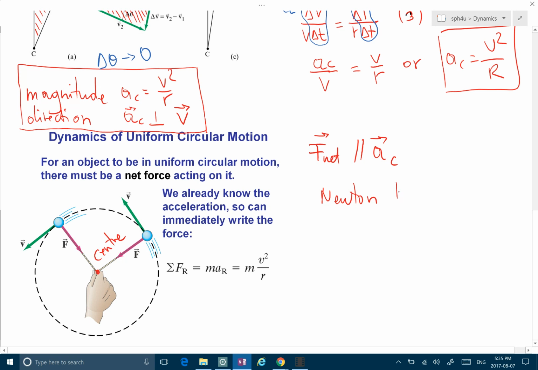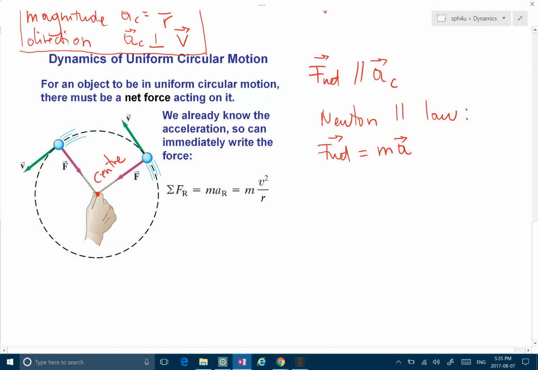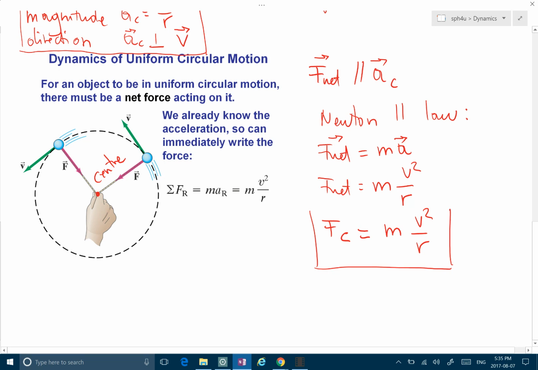Now we can write Newton's second law for this uniform circular motion, that is F net equal to mass times acceleration, or F net equal to mass times v squared over r, since the acceleration is this centripetal acceleration. The net force in uniform circular motion, we call it centripetal force, so we use Fc equal to m v squared over r. And this is Newton's second law for uniform circular motion that we'll use in our course.